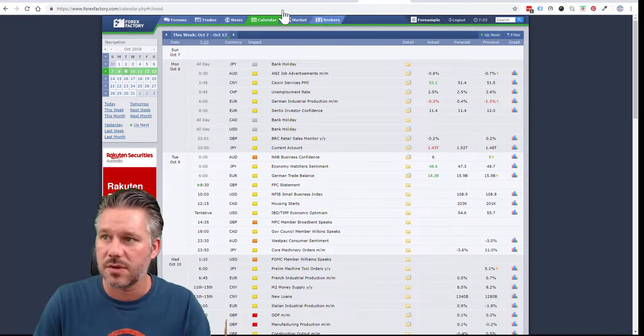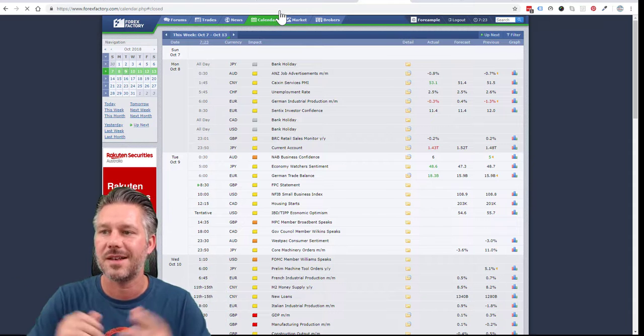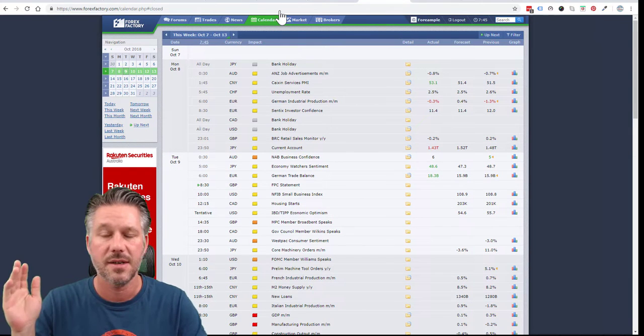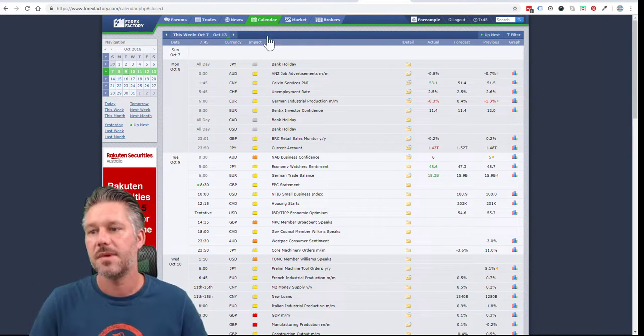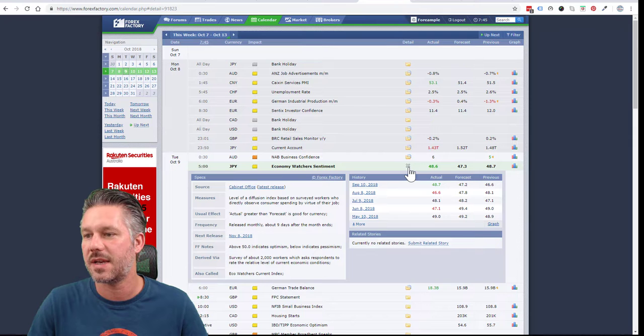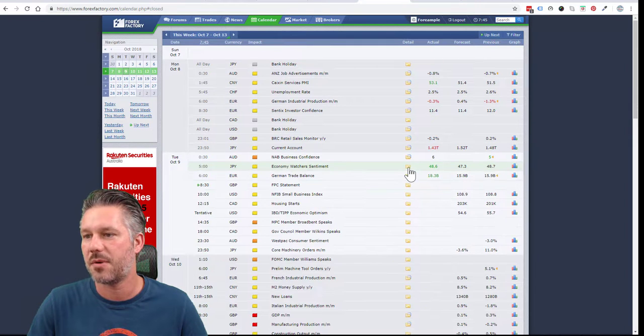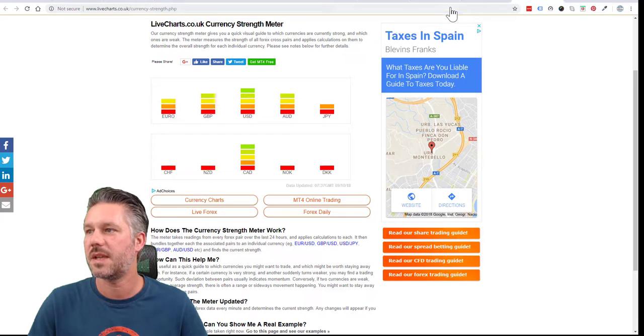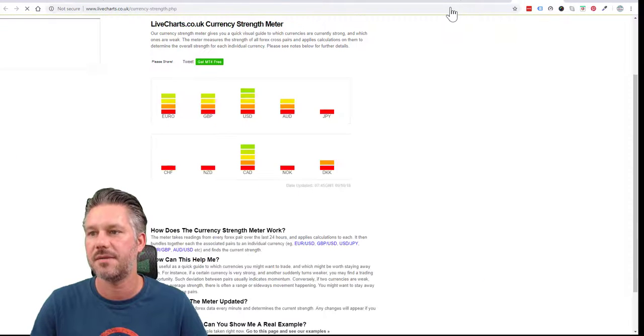We do, of course, have to pay attention to news, and the fact that it was a bank holiday in Japan, Canada and the US yesterday means that it's probably going to be a fairly active day. We can see this economy watcher sentiment already come in from Japan, positive. German trade balance coming positive. So we just want to be keeping an eye on the strength indicator here.